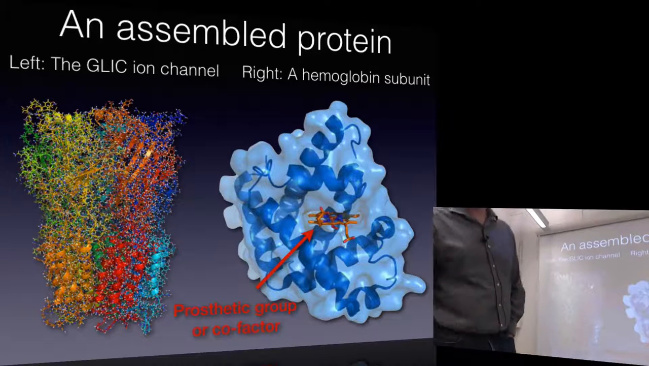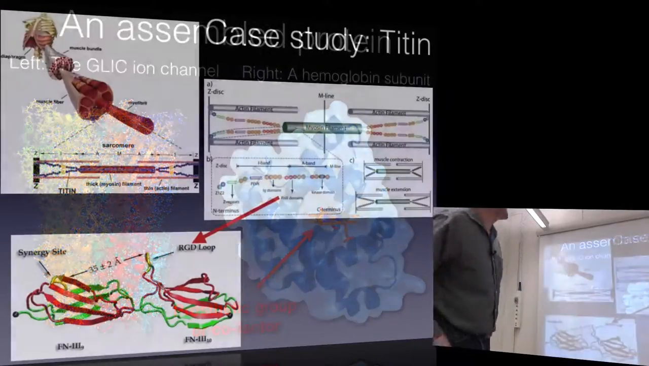But these are small proteins. The other extreme example is the chitin I mentioned. So this is part of your muscles.